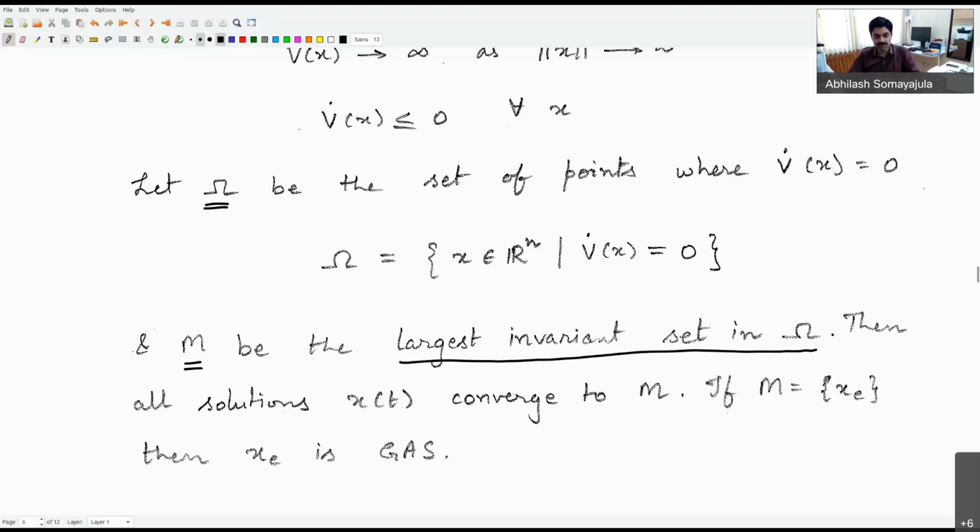So if this set of points omega has a largest invariant set M, then we can show that all the solutions as t goes to infinity will converge to M. And if M is only composed of that equilibrium point alone, then we can say that that point is globally asymptotically stable. Let's take a look at an example to understand this. It may not be so straightforward to figure out from the text of the theorem.